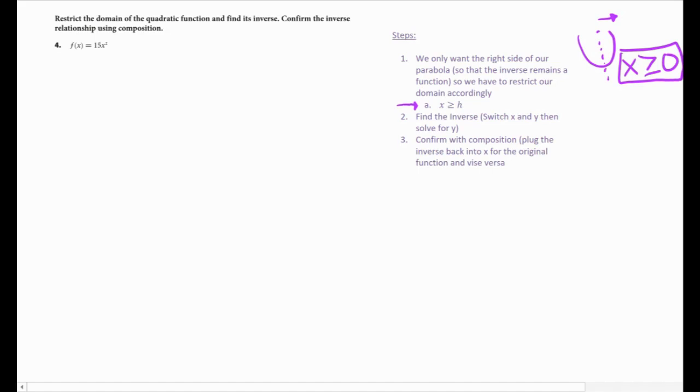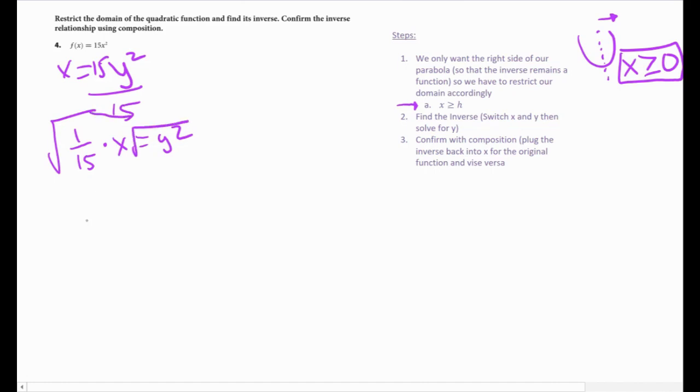Next, finding the inverse here, all I need to do is plug in y for x. So I'm basically flipping the y and the x values here to get x equals 15y squared, and then just solving for y. So when I solve here, I'm just going to say it's 1/15 times x as opposed to dividing by 15, and that equals y squared. Now I'm going to take the square root of both sides here. So what I end up getting is f negative 1 of x equals the square root of 1/15 x.